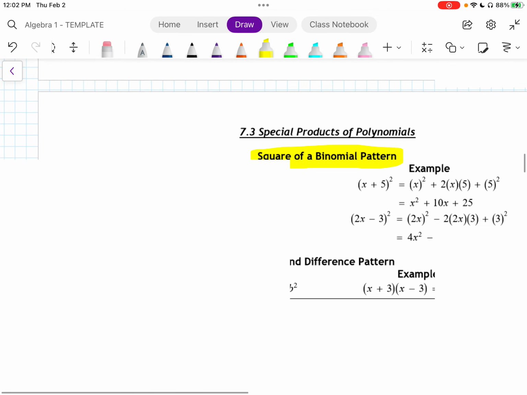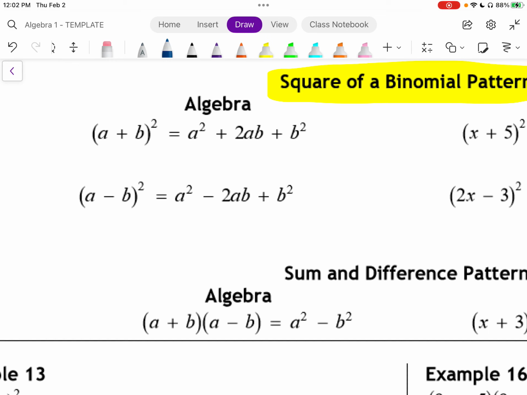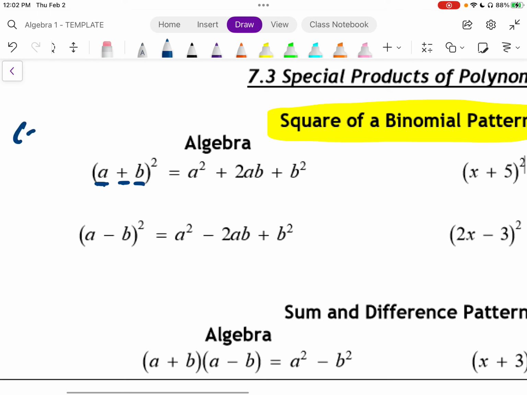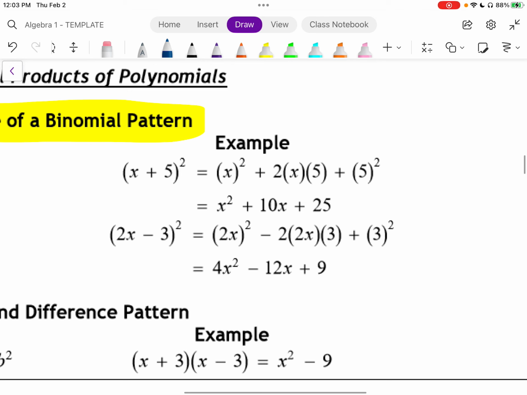Now, this is just kind of a trick that we can use. Looking here at our rules, if we have a plus b squared, that could have been written as a plus b times a plus b. To square means to multiply it by itself. If we notice that we have that pattern, we can square the first term, square the last term, then say 2 times the first times the last.